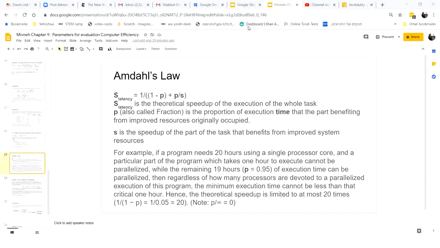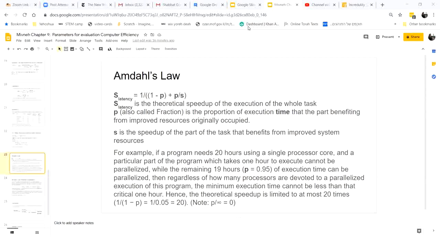Now, what is P? P is also called the fraction. It's the proportion of execution time that the part benefiting from the improved resource originally occupied. In other words, if it normally took me 5 minutes to mix the batter and 15 minutes to fry the pancakes, the fraction of the process that I was able to speed up would be 15 out of the total 20 minutes. So that would be 75% of the process. That's what P is. P is that 75%.